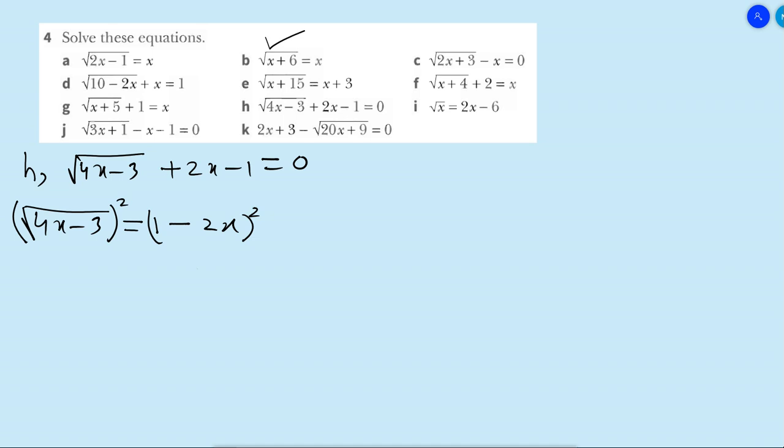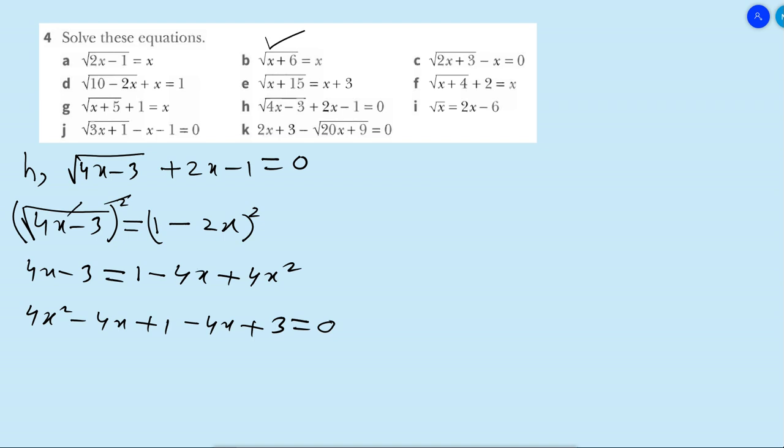Square and root cancel. 4x minus 3 is equal to 1. Using (a minus b) whole square, a square minus 2ab plus b square: 4x square minus 4x plus 1 minus 4x plus 3 is equal to 0. 4x square minus 4x minus 4x is minus 8x, plus 3 plus 1 is 4, equal to 0.